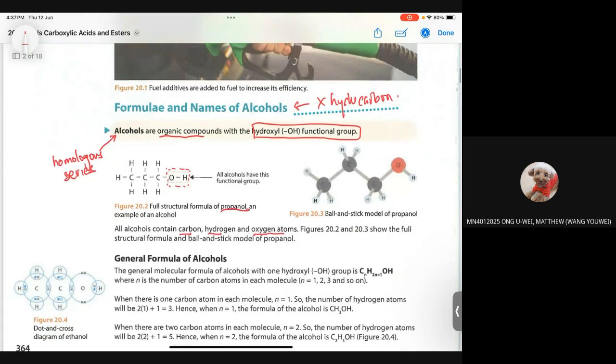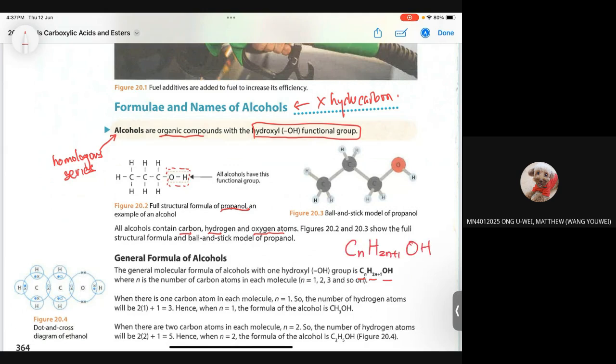So the general formula for alcohols is CnH2n+1OH. To write again, CnH2n+1OH. You realize the functional group is apart from the C and the H. So please don't combine this in. Have the OH separate, so it's CnH2n+1 then OH.